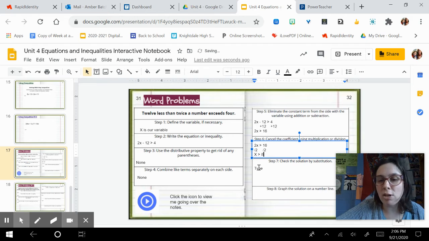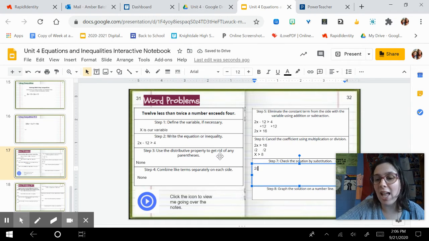So now it says check your solution by substitution. So I'm going to substitute it into our original inequality that we wrote. So 2 times, all right, now we got to think about it. Okay, it says x is greater than 8. So what number is greater than 8? First off, can I use 8? No, it doesn't say greater than or equal to. So a number greater than 8 is 9. So I'm going to just choose 9. Actually, I'm going to use 10 because 10 is easy to multiply by. And then minus 12 greater than 4.